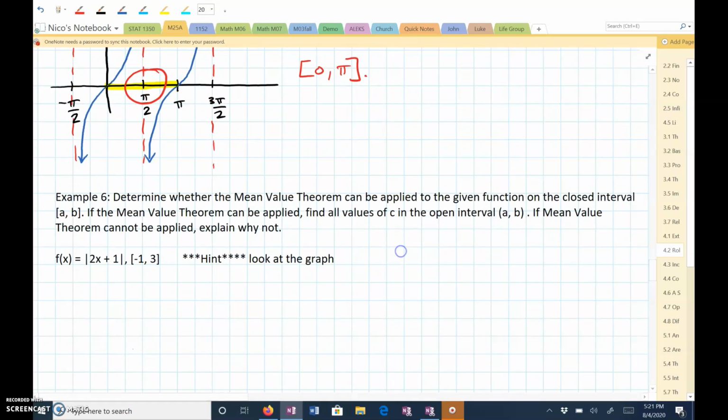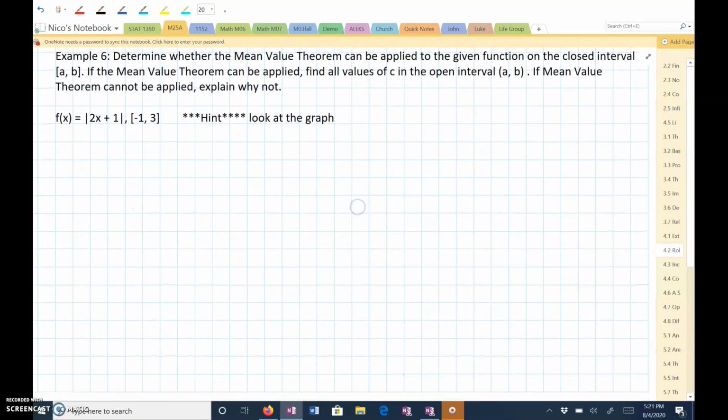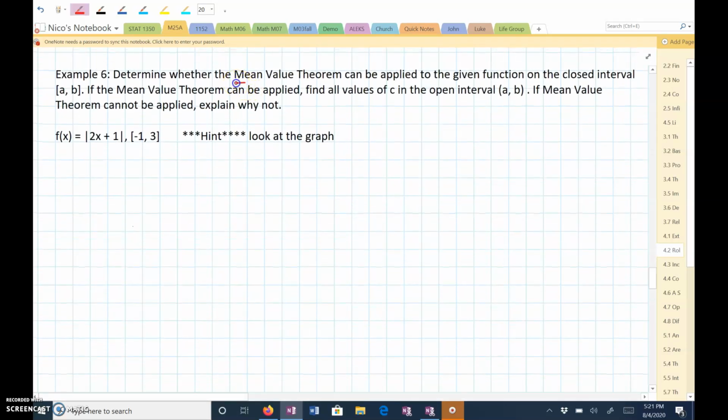Alright, let's look at one more of these. Determine whether the mean value theorem can be applied to the given function on the closed interval a to b. If the mean value theorem can be applied, find all the values of c in the open interval from a to b. If the mean value theorem cannot be applied, explain why not. So we have the function f of x equals the absolute value of 2x plus 1 on the closed interval from -1 to 3. Hint, look at the graph.